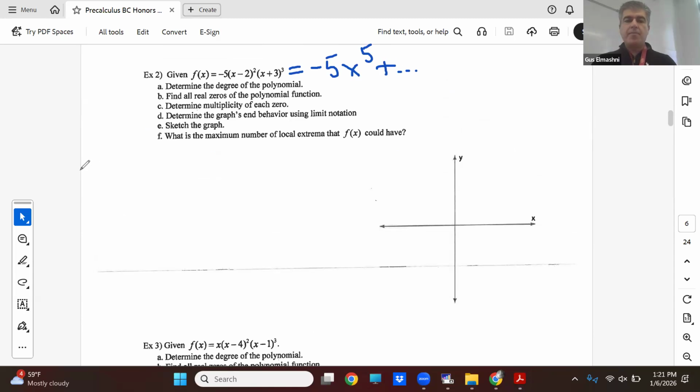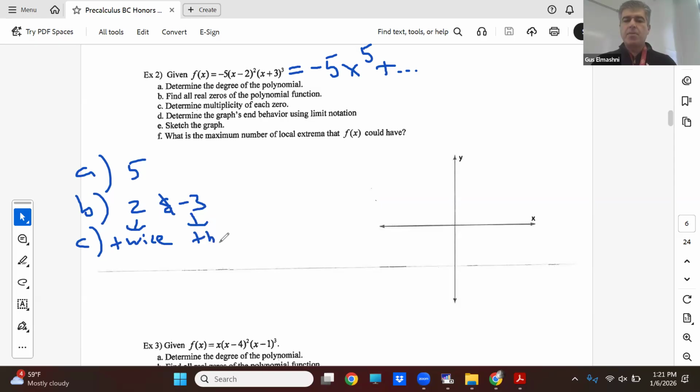So for part A, my degree is 5. For part B, my real zeros are going to be 2 and -3. For part C, the multiplicity. So x minus 2, how many x minus 2s do I have? So 2 will be twice, and -3 would be how many times? 3 times.